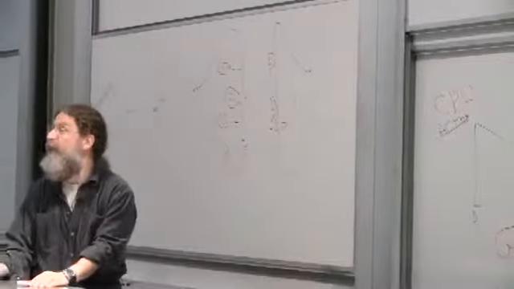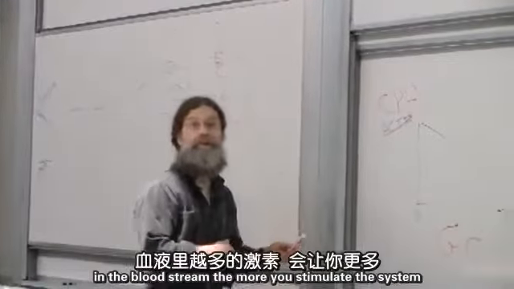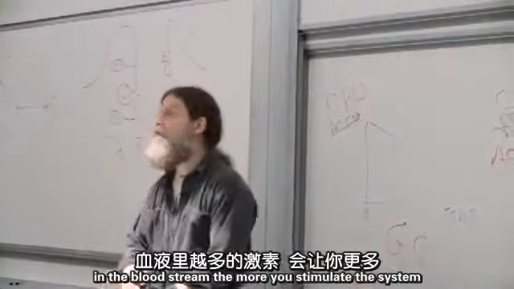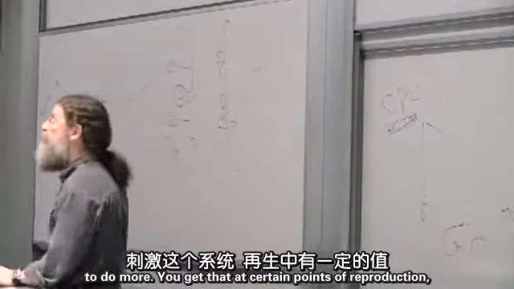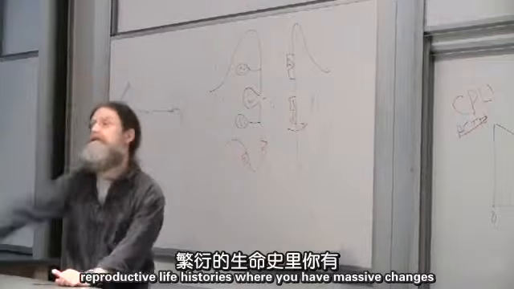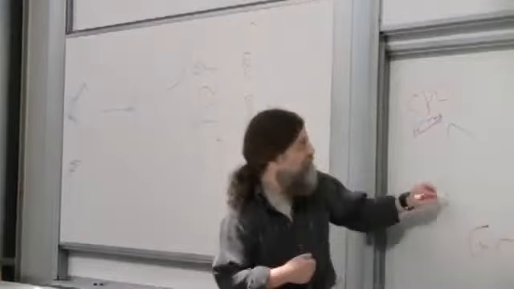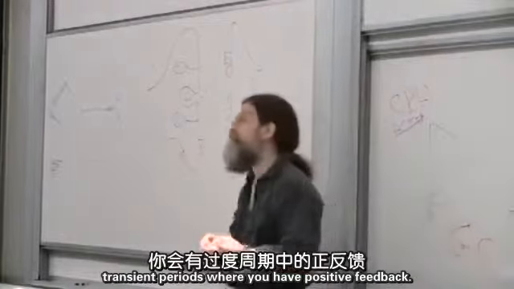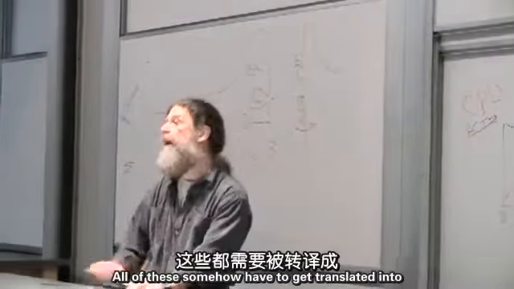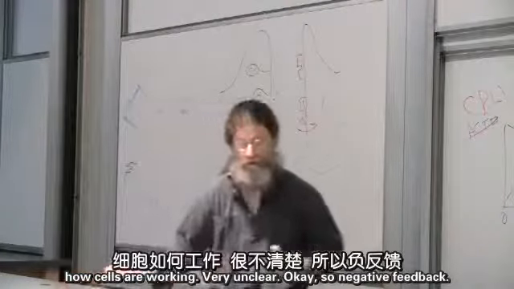In some cases, you have positive feedback. The more of a hormone in the bloodstream, the more you stimulate the system to do more. You get that at certain points in reproductive life histories, where you have massive changes of estrogen and progesterone, and you have transient periods where you have positive feedback. All of these somehow have to get translated into how cells are working, very unclear.